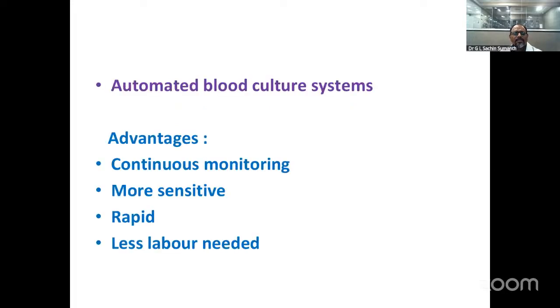Why these automated blood culture systems? What are the advantages of it? They have continuous monitoring of whether the pathogen is present in the particular blood sample or not. There is continuous monitoring in these automated systems, and they are more sensitive. They give rapid reports. If there is a bacteria growing inside the blood culture bottle, definitely it will flag positive within 1 or 2 days. And less labor is needed, because there is no need of subculturing, no need of doing subcultures on alternate days. So definitely it will give a very rapid and less labor report.